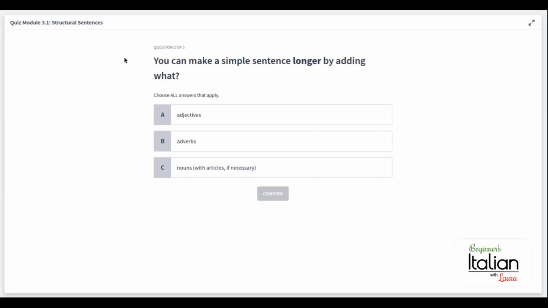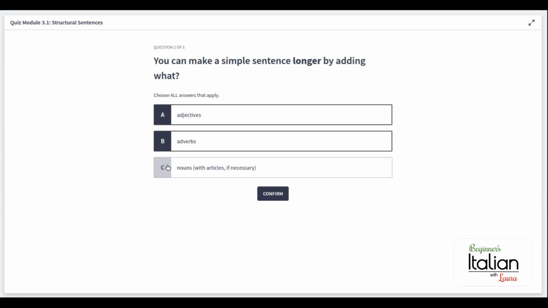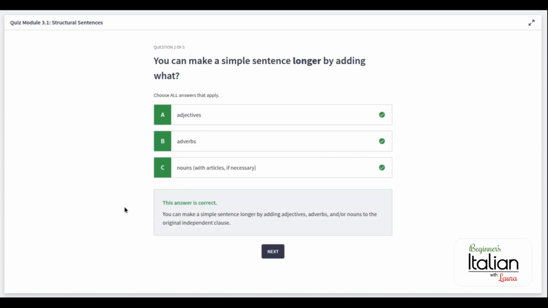Number 2, you can make a simple sentence longer by adding what? Choose all answers that apply. A, adjectives, B, adverbs, C, nouns with articles if necessary. Okay, so all of these were correct. You can make a simple sentence longer by adding adjectives, adverbs, and or nouns to the original independent clause.